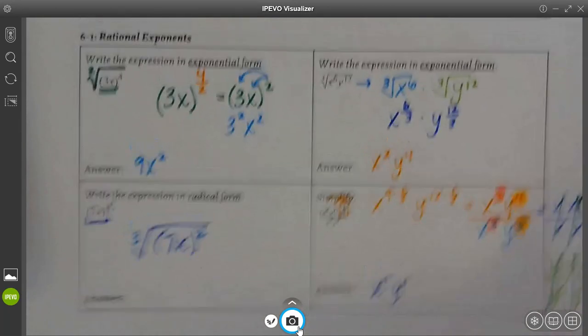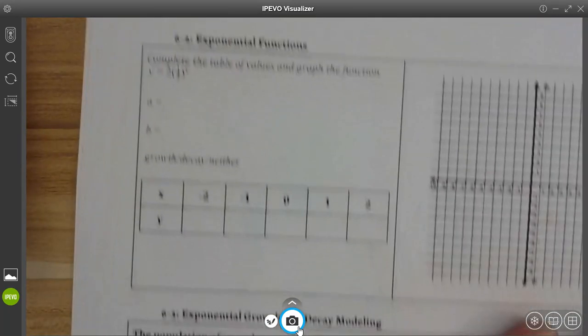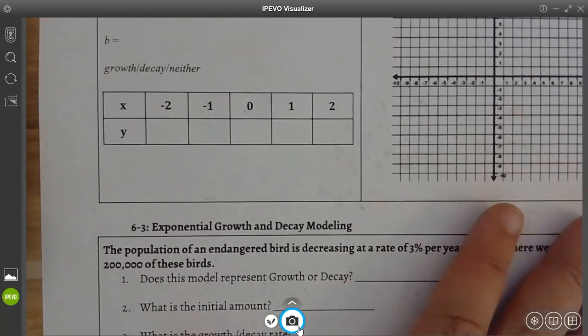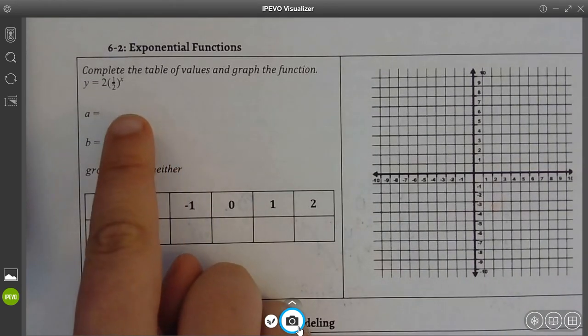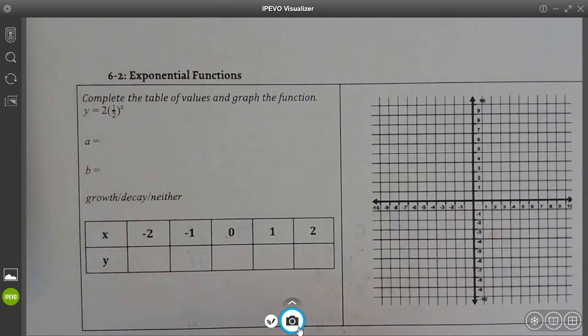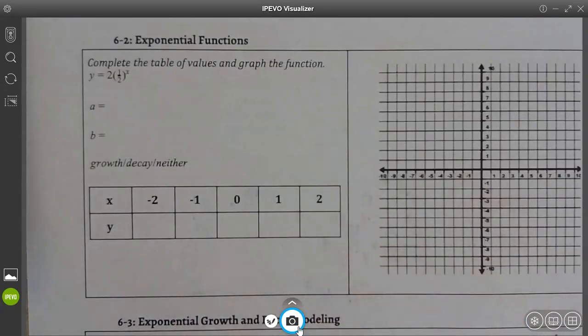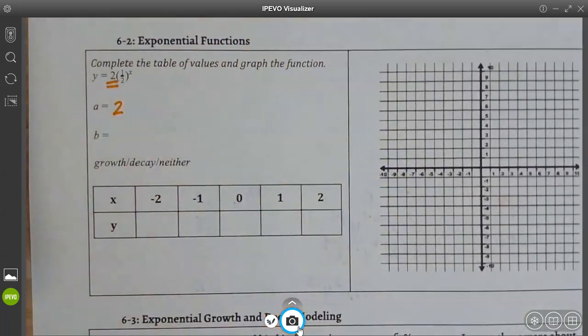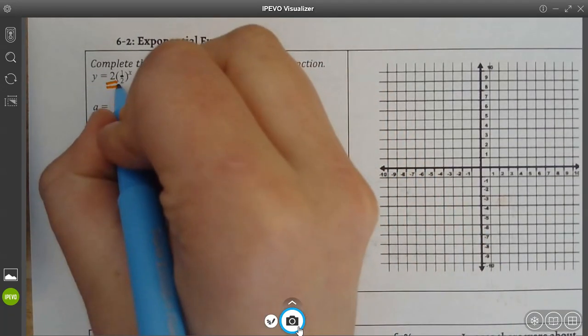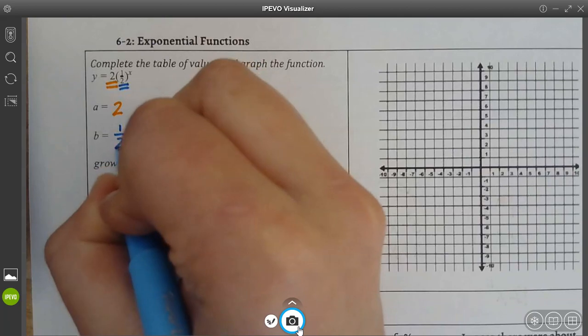So now we're going to flip over and we're going to write and graph an exponential function. So the first thing we want to do is identify the a and the b value. A is this number out in front of our parentheses. So A is going to be 2. And B is the number inside the parentheses, which is 1/2.